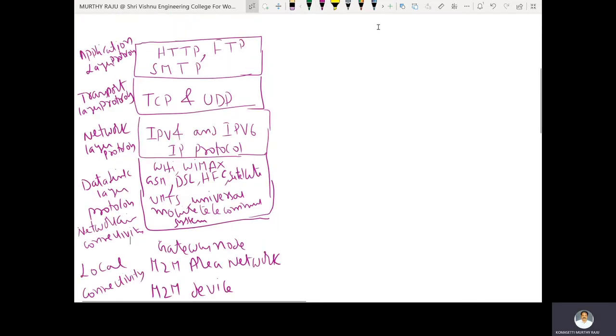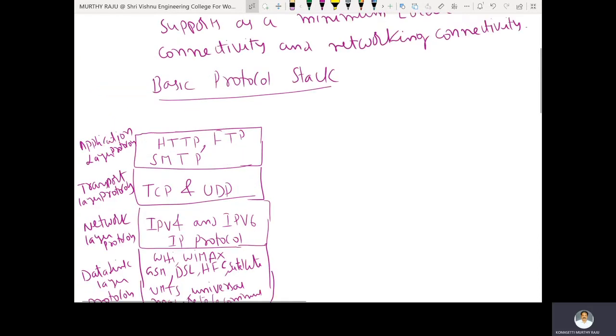Okay, this is the previous one: current internet protocols. These are the current internet protocols. Coming to expected IoT protocols.